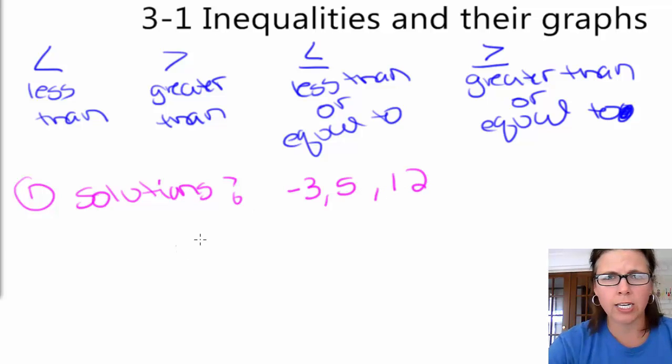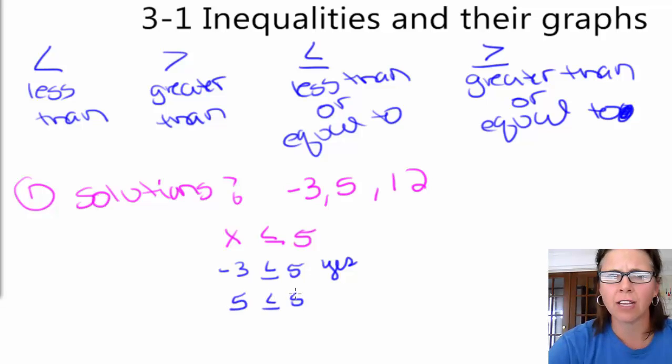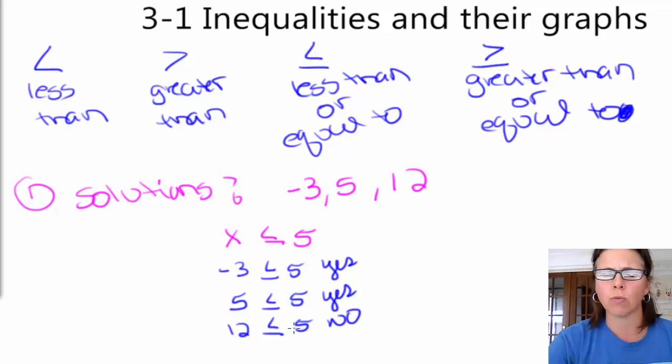And the inequality that we're dealing with is x is less than or equal to 5. So what you would do is say, if you plugged in -3 for x, is that less than or equal to 5? Your answer would be yes. Then you would plug your 5 in, so you're going to have 3 answers. Is 5 less than or equal to 5? Yes, it's equal to 5. And then is 12 less than or equal to 5? The answer would be no. You do not have to write all those out. I'm just showing you. Okay?